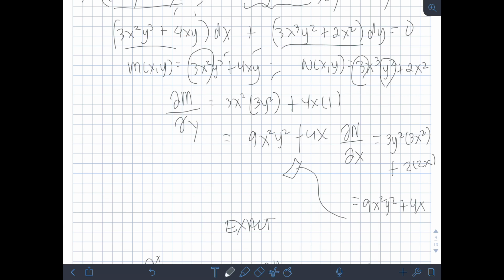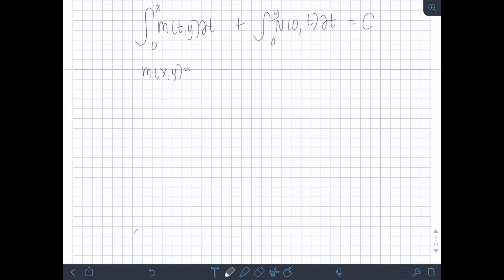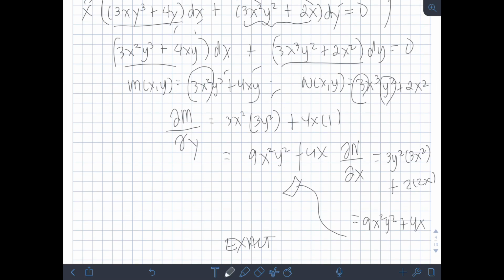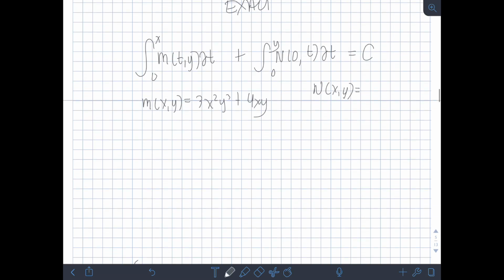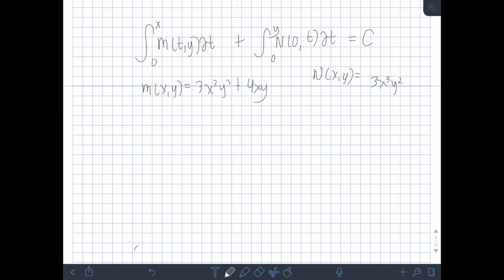So, yung M of x, y natin ay, ano na yung bago nating M of x, y? Ito yung 3x squared y cubed plus 4xy. Tapos, yung bago nating N of x, y is 3x cubed y squared plus 2x squared. Okay?